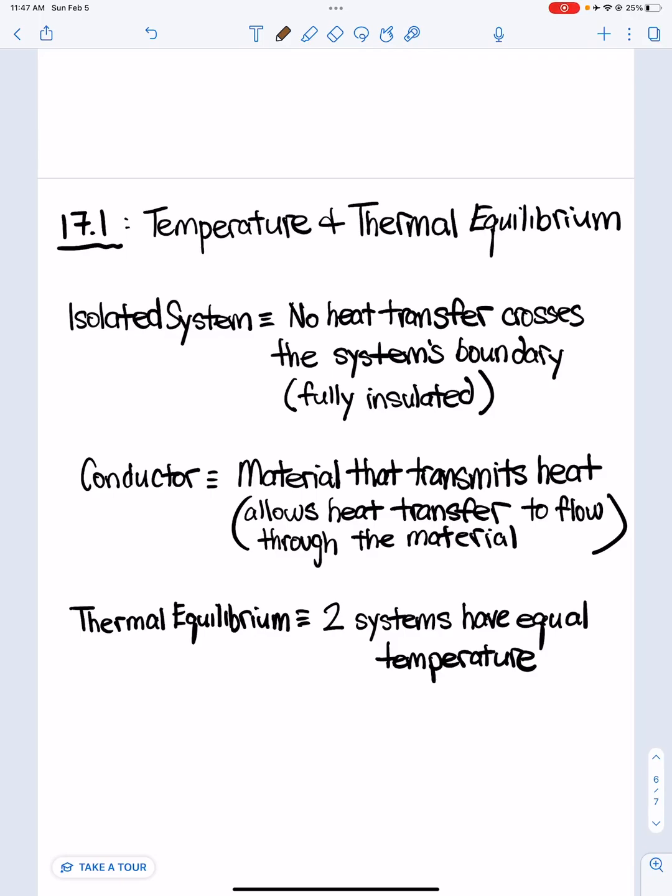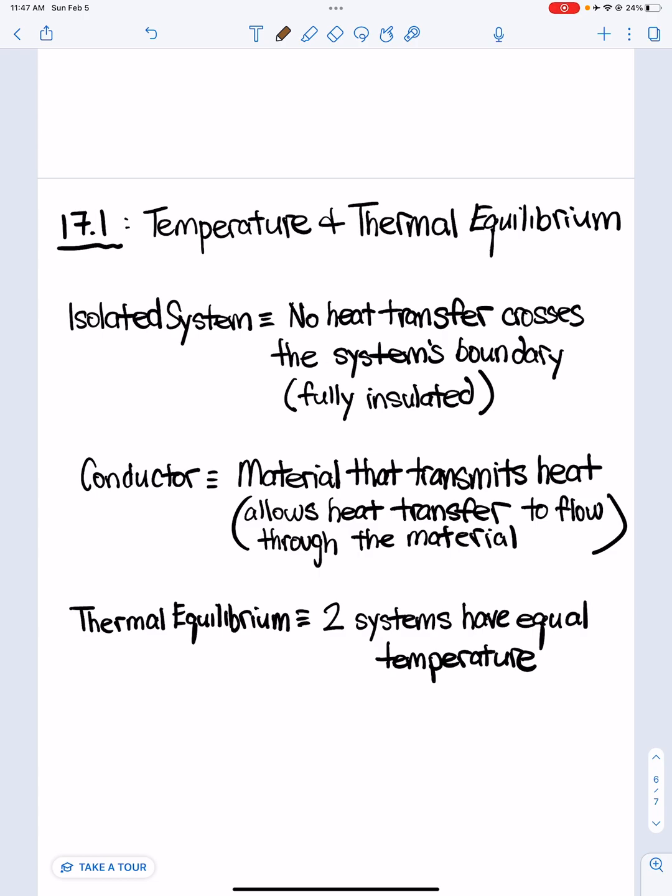Hey everyone, just a quick video on Chapter 17, Temperature and Heat, discussing important formulas and terms in this chapter. Okay, let's start off with Section 17.1, Temperature and Thermal Equilibrium.